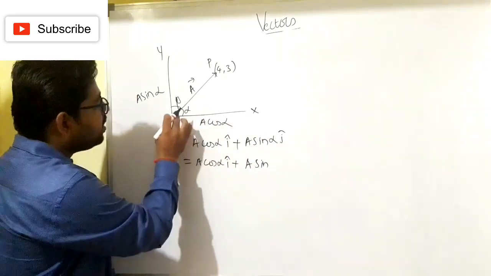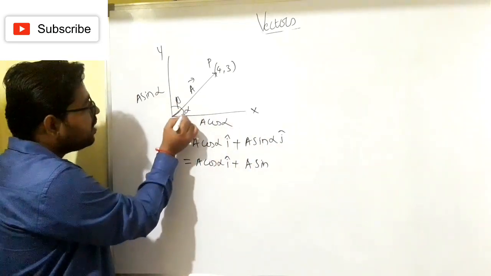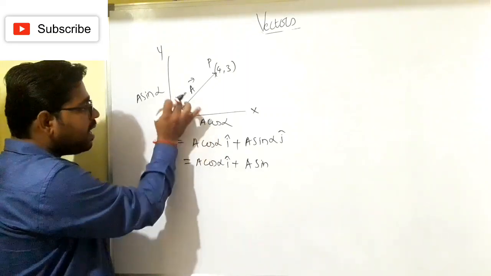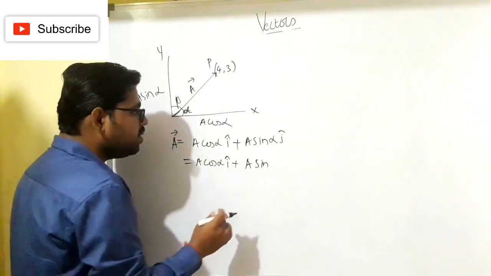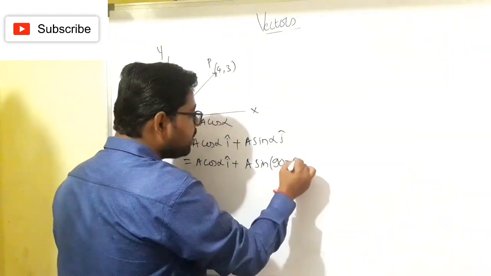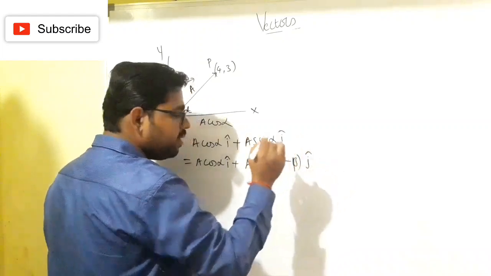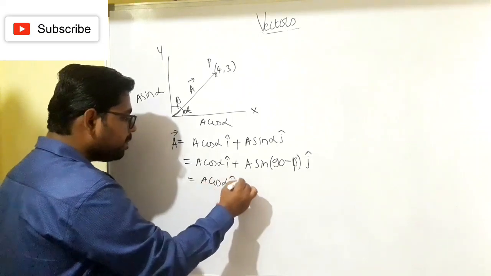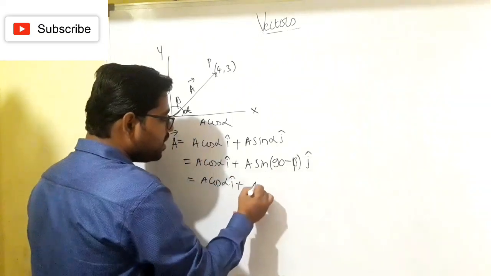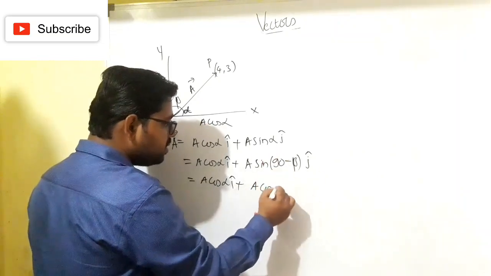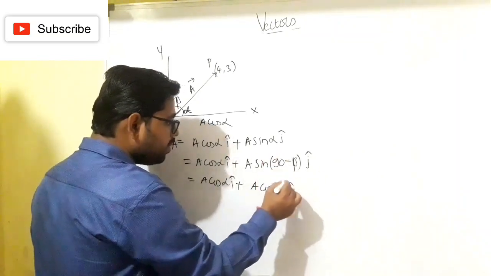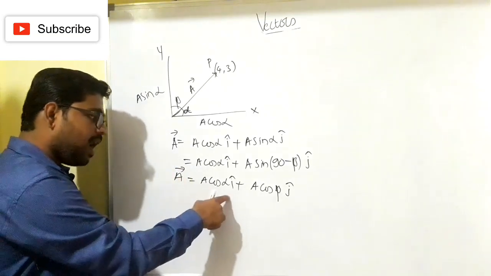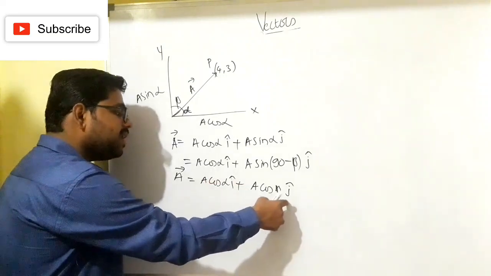Now instead of alpha, this is 90 degrees. Now how will I write alpha? Shall I write alpha as 90 minus beta? Is it correct? Yes. So sin alpha is sin of 90 minus beta into j cap, plus A cos alpha i cap. Sin of 90 minus theta is nothing but cos theta, and here theta is beta. So cos beta j cap. Now what you notice is that A vector is nothing but A cos alpha i cap plus A cos beta j cap.